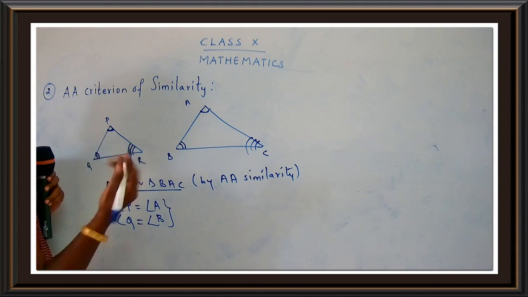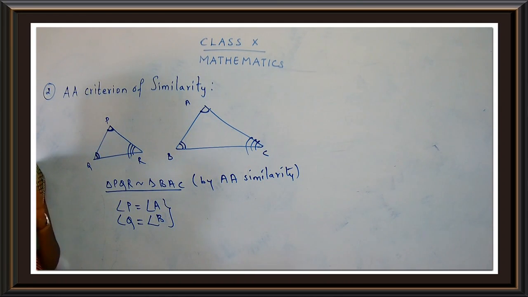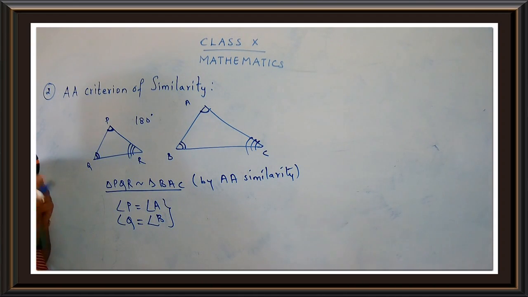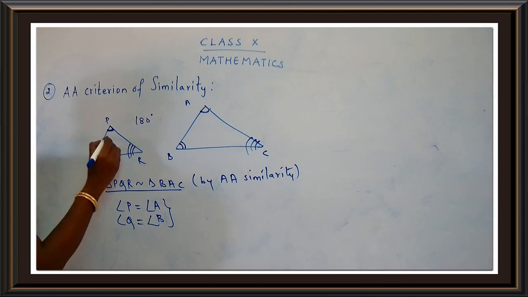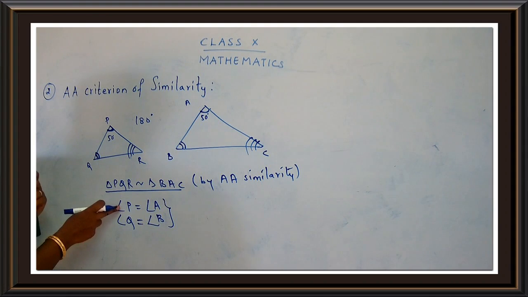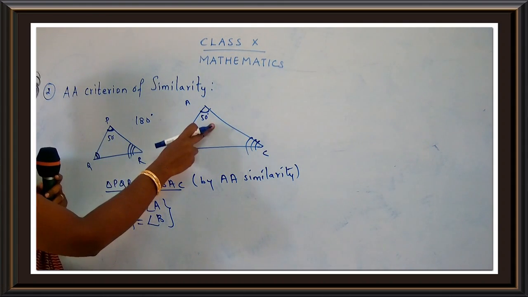Suppose you just assume, we know the measurement of a triangle. What is the sum of all the three angles of a triangle? It's 180 degree. Okay, we know this information. We have already seen this property in our lower classes. Suppose I take P as 50 degree. So that means here also 50, because we are saying that angle P and angle A are equal.